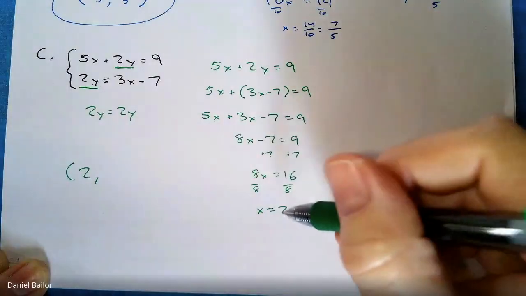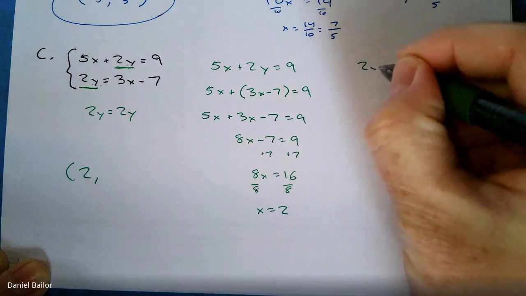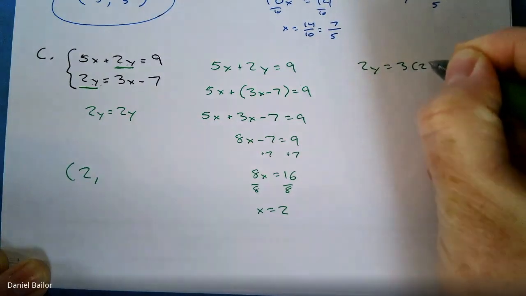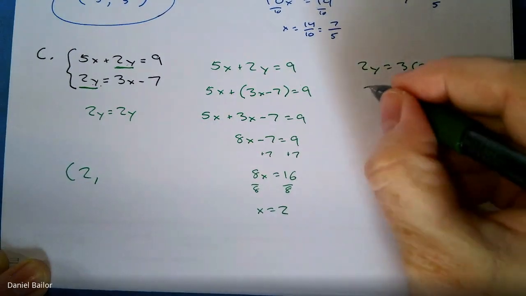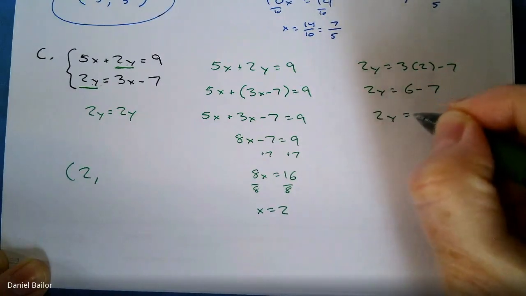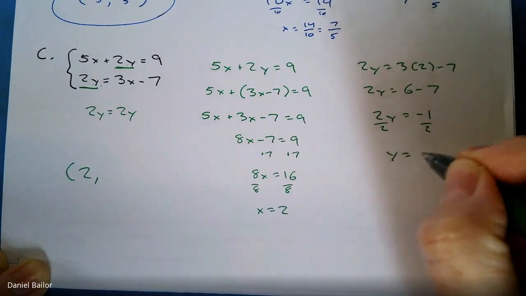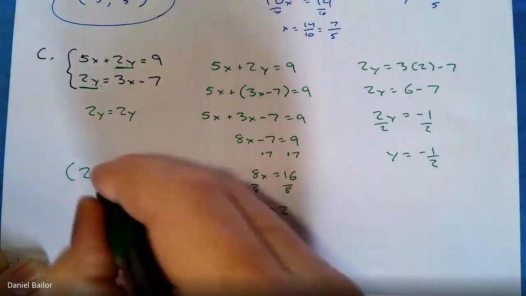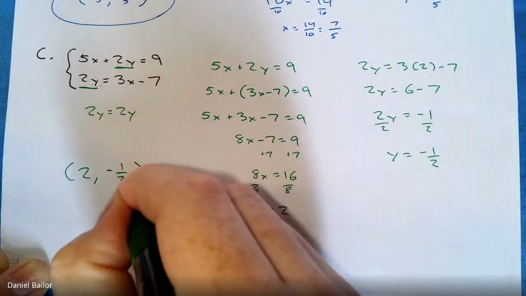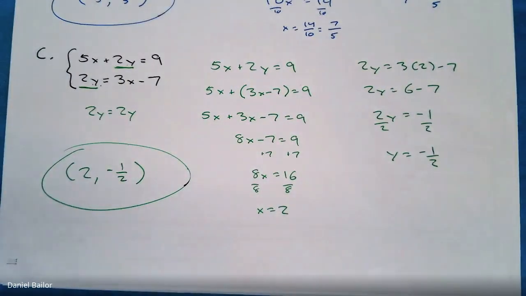Now I take the x equals 2 and put it back into one of my equations. Let's do this one. 3 times 2 minus 7. That's 2y equals 6 minus 7. That's 2y equals negative 1. Divide by 2. That means y equals negative 1/2. And that's the answer. So you can see that these are some shortcuts to the substitution method that we learned in lesson 27.